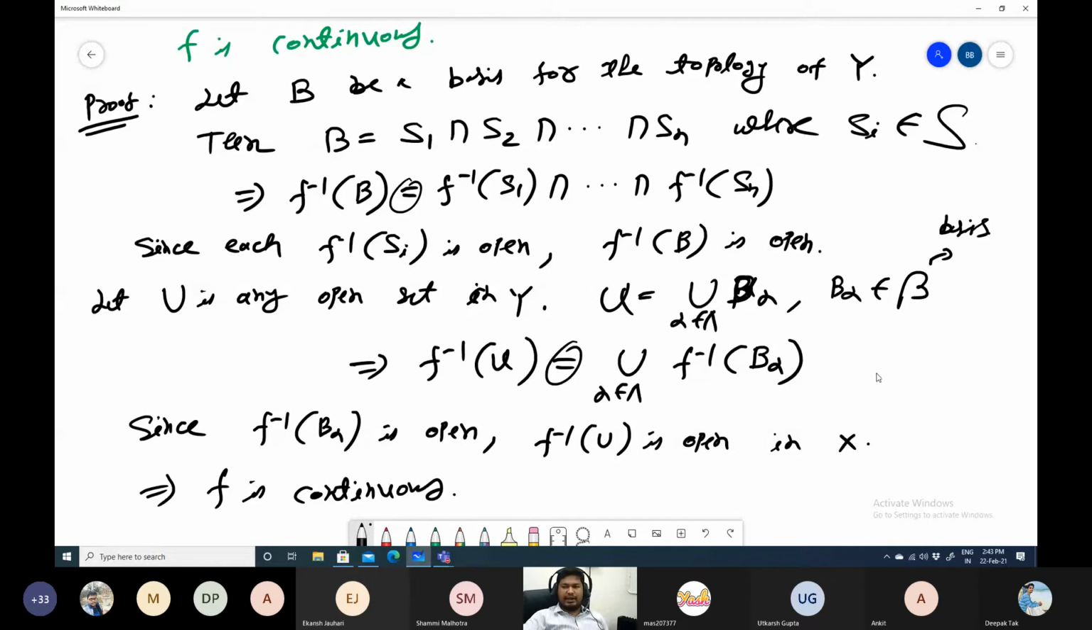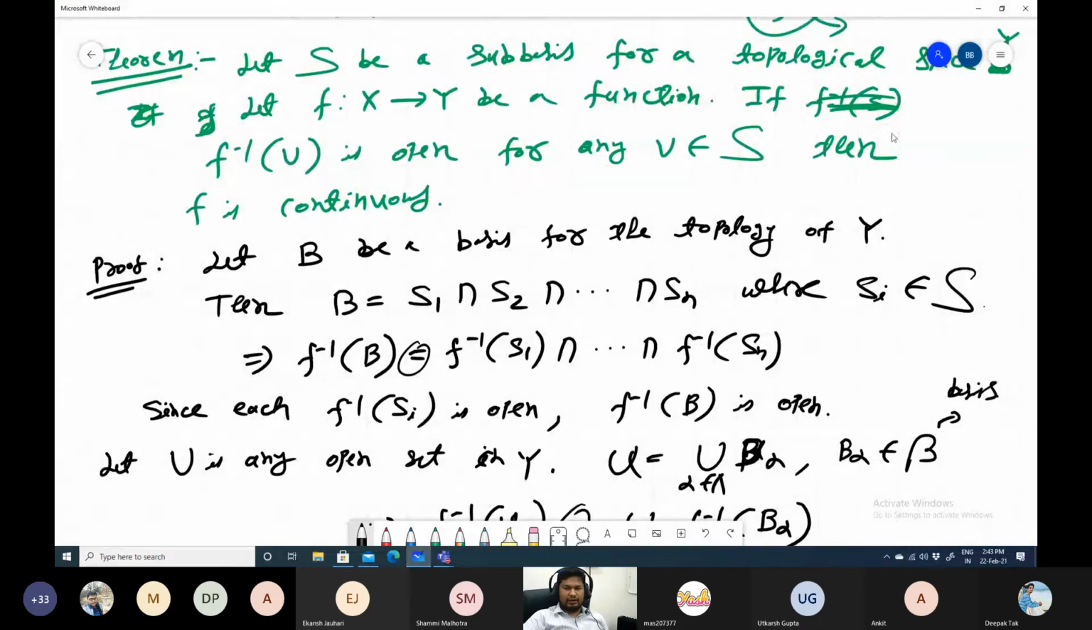Okay. Now that is very important. That will be useful. That means to check that a function is continuous, it is sufficient to show that the inverse image of any subbase element is open. We will use this fact later, today itself. Okay, is there any doubt up to this?